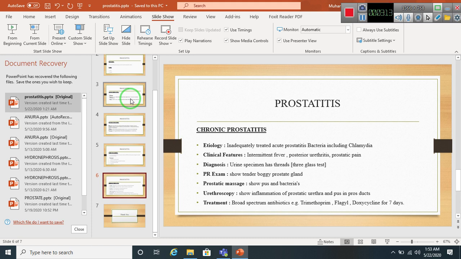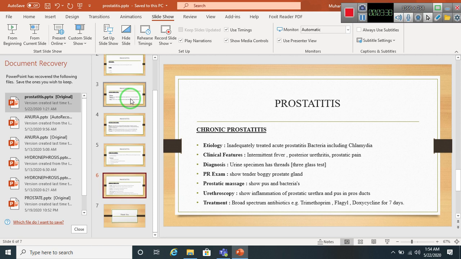Chronic prostatitis. What is chronic prostatitis? It is of long duration. As I said before, it is improperly treated acute prostatitis. That infection may be secondary to chlamydia or E. coli. These are the bacteria which are very resistant to treatment. They take long time for proper treatment.